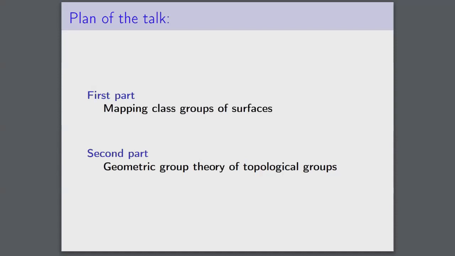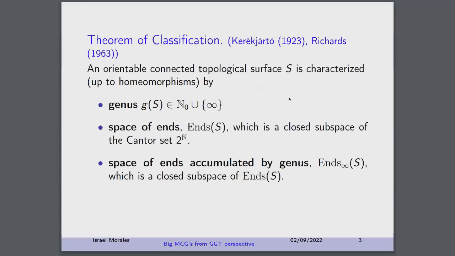Okay. So let me start by telling you a few words about topological surfaces. Topological surfaces are completely classified, and the classification of orientable and connected surfaces is very nice. Any topological surface of this kind is completely characterized up to homeomorphism by three invariants. The first is the genus, which can be infinite in this case. The space of ends, which is a closed subspace of the Cantor set, and the space of ends accumulated by genus, which is a closed subspace of the space of ends.